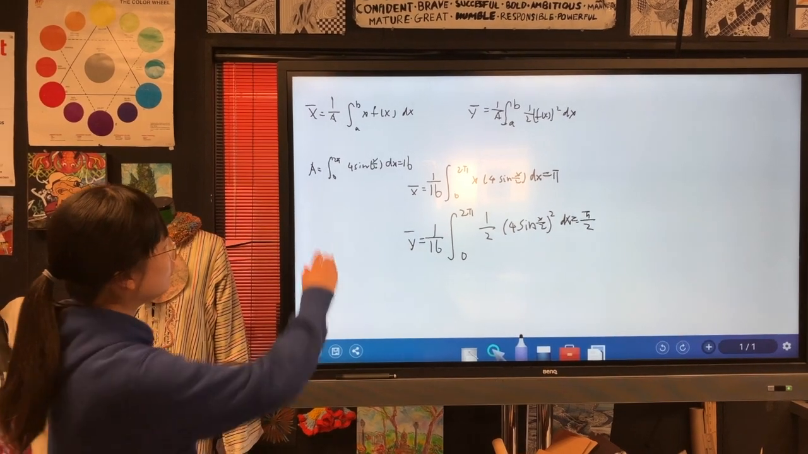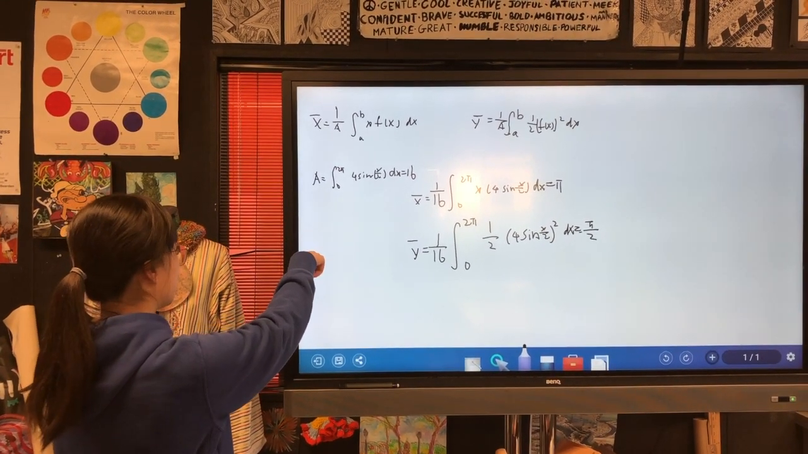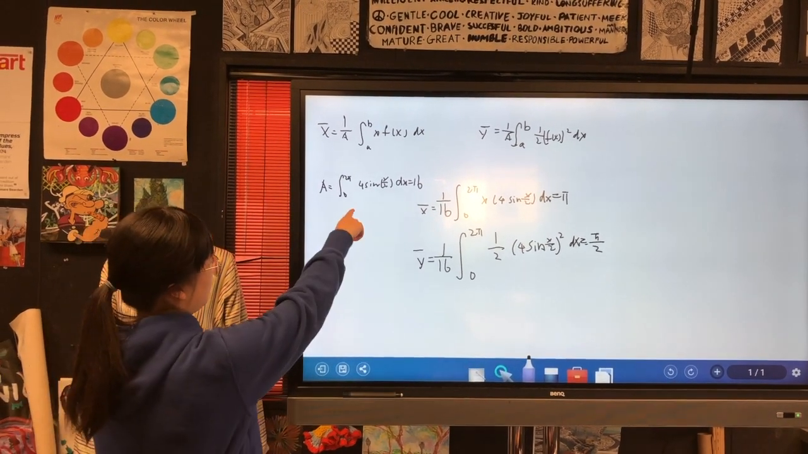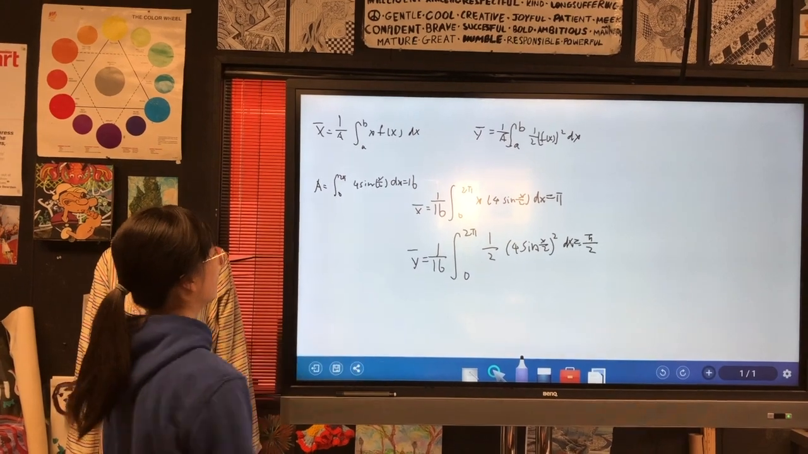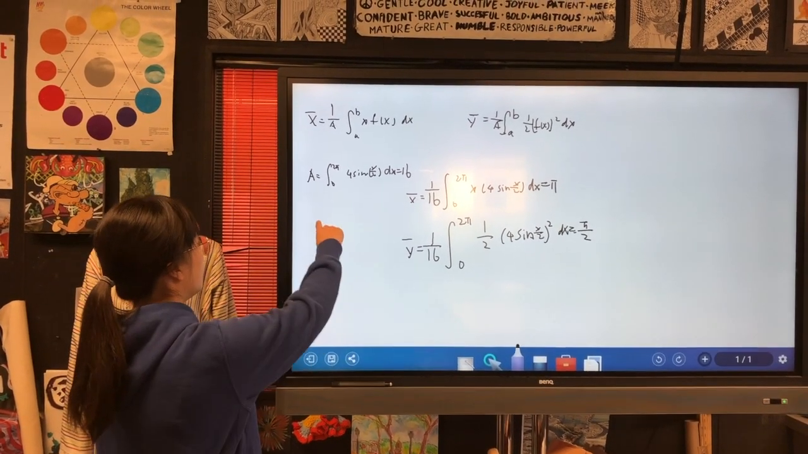So now we are finding the center of mass in a calculus way. We are just plugging in equations and numbers. But first we have to find what the area is, and the area is the integral from 0 to 2 pi of sine x over 2 dx, which, according to my calculation, is equal to 16.